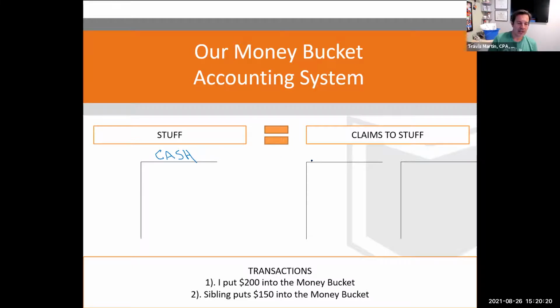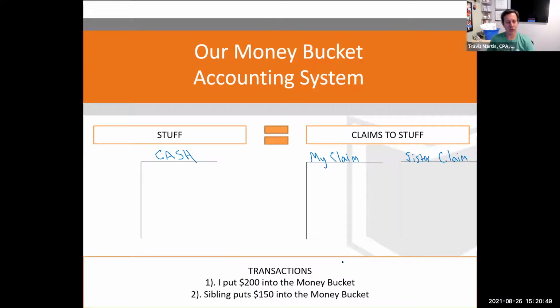We have my claim as an owner of the bucket. And we have a sister who has a claim. So we have 3 accounts in our high-tech accounting system here. We have a bucket of stuff, of money, and we have 2 people that have a claim to it. So we'll set it up just like that. We've got 2 transactions that we're going to put in to begin with. And I'm just going to label them 1 and 2.